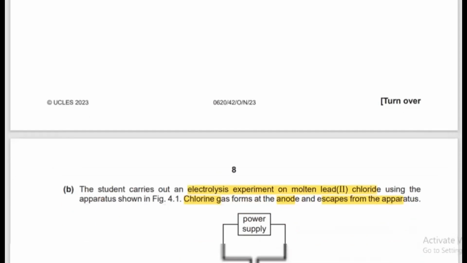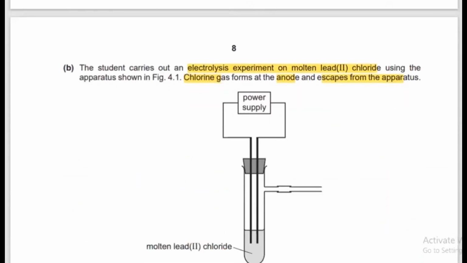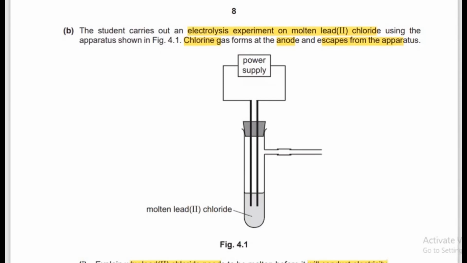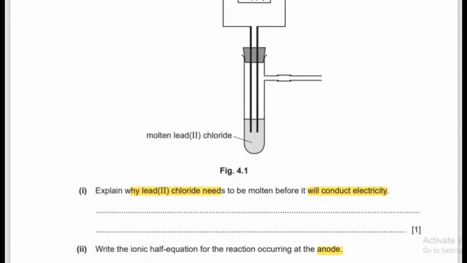Okay, next question. This is regarding the electrolysis of molten lead(II) chloride, PbCl2. Explain why lead(II) chloride needs to be molten before it will conduct electricity. Because in the solid state, the ions are at fixed positions and cannot move, but molten lead(II) chloride has mobile ions. So mobile ions are responsible for the conductivity.